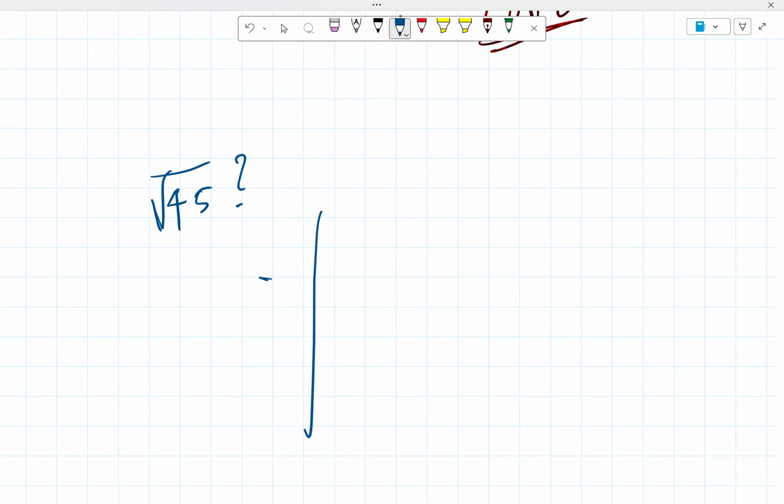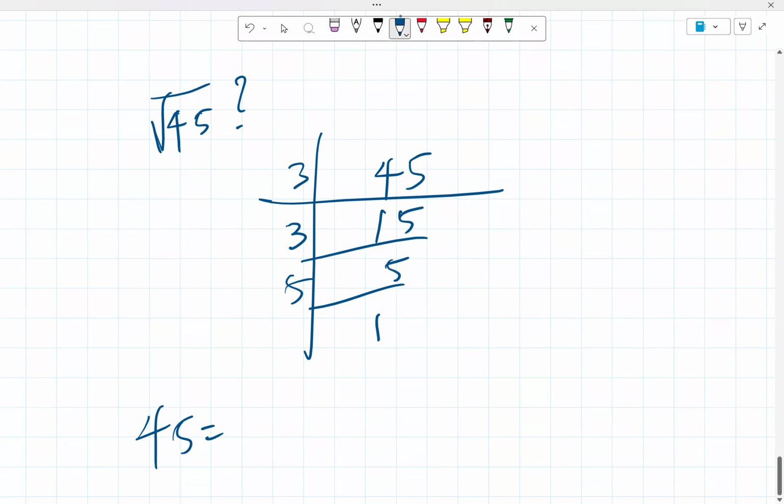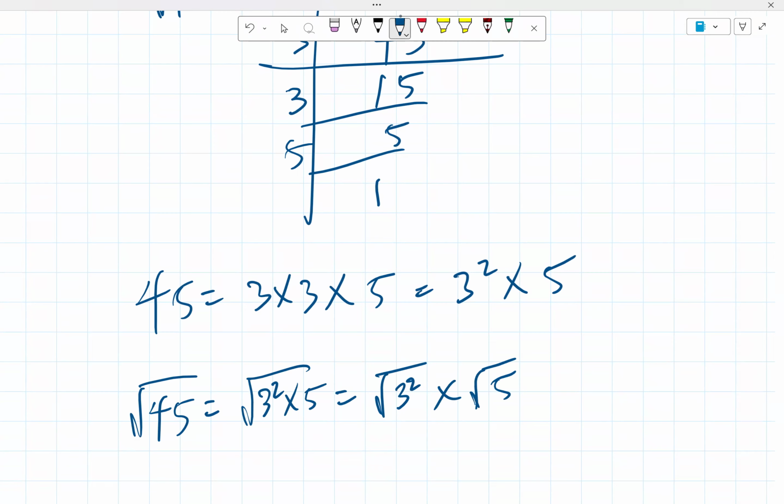Okay, so do prime factorization. So 45, 3 goes in 45 15 times. Then 3 goes in 15 5 times, and 5 goes in 5 1 time, so that 45 is equal to 3 times 3 times 5. And that means we have 3 squared times 5. So square root of 45 then is equal to square root of 3 squared times 5. That is square root of 3 squared times square root of 5. Okay, and that is 3 root 5.